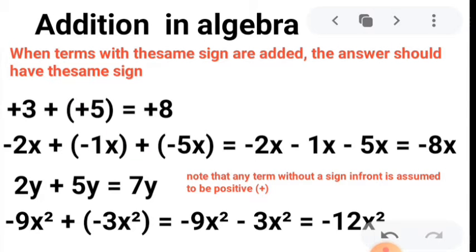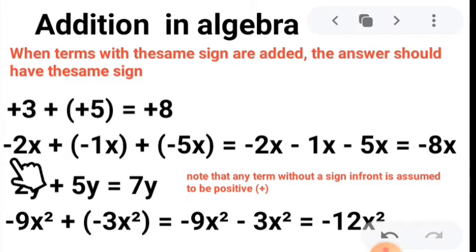When we want to add in algebra, the terms with the same sign are added, and when terms with the same sign are added, the answer should have the same sign. For example, we have plus 3 and plus 5. The answer is 8, so it takes a plus.